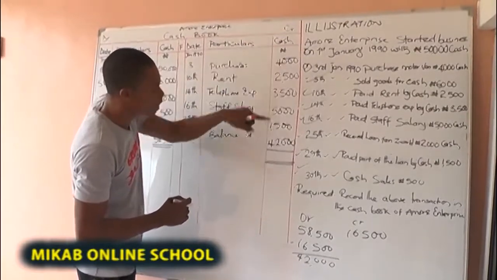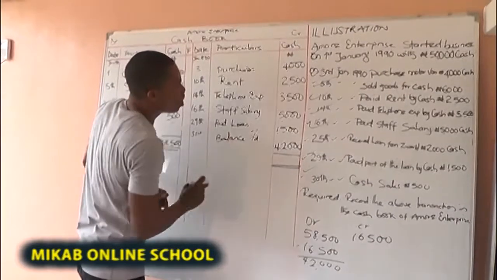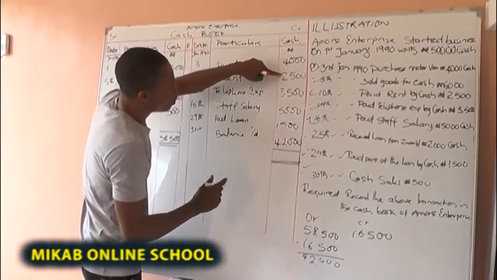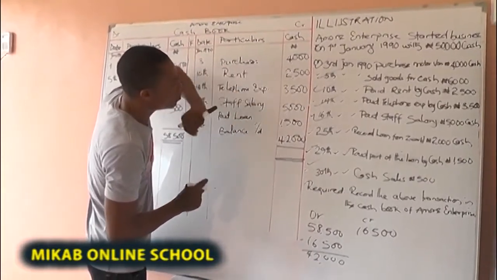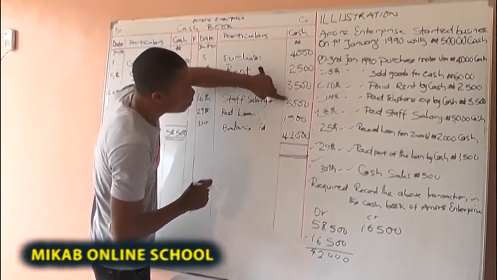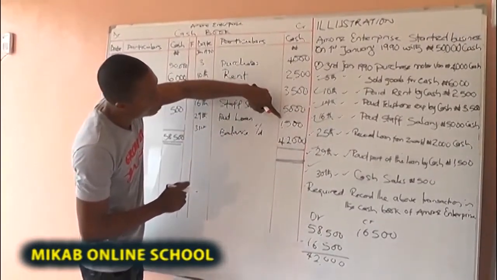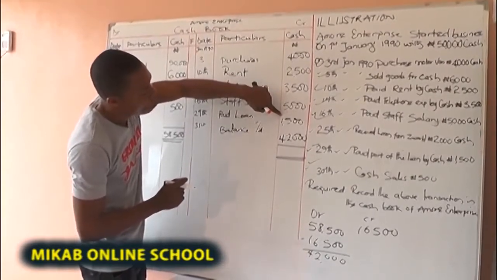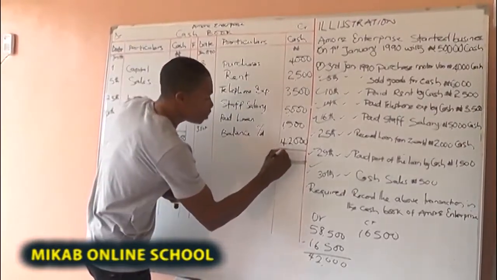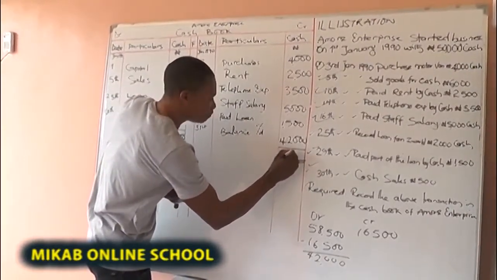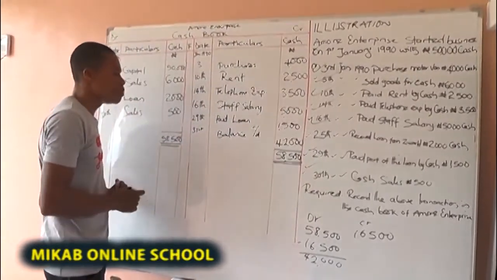Look up. When you add all the values here, you will discover that it is equal to this. Let's add. We have 4,000, 2,500 to give us 6,500, plus 3,500 to give us 10,000, plus 5,000 to give us 15,000, plus 1,500 to give us 16,500, plus 42,000. When we add 42,000 here, we will have 58,500 naira. You can see now that it is balanced.